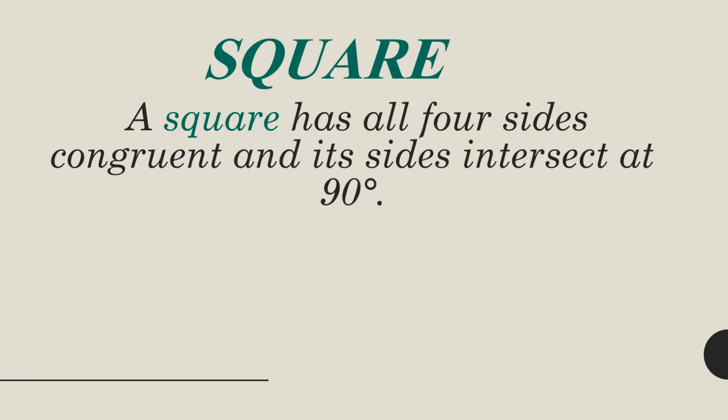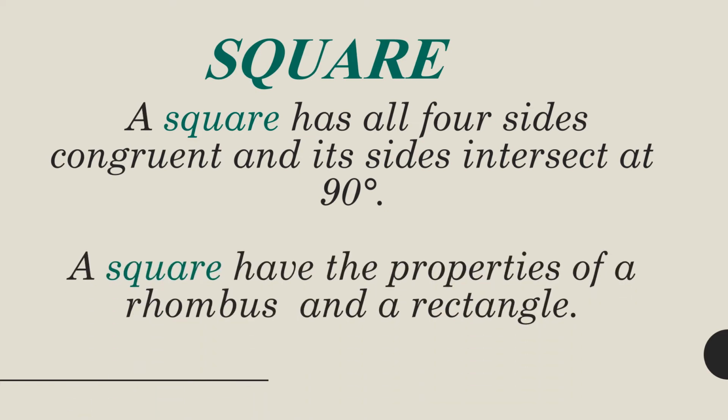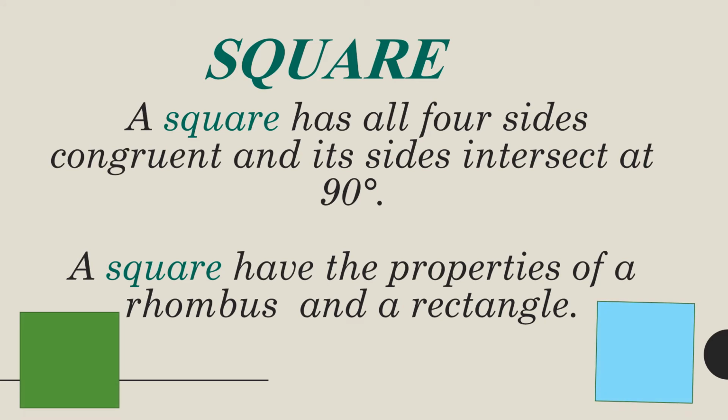Now let's know about the next quadrilateral, which is a square. A square has all four sides congruent or equal and its sides intersect at 90 degrees. A square has the properties of a rhombus and a rectangle. Let's see some examples for square.